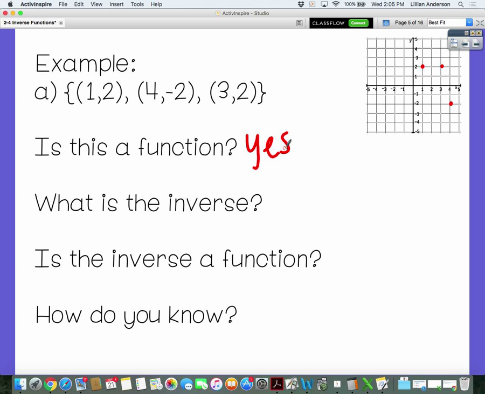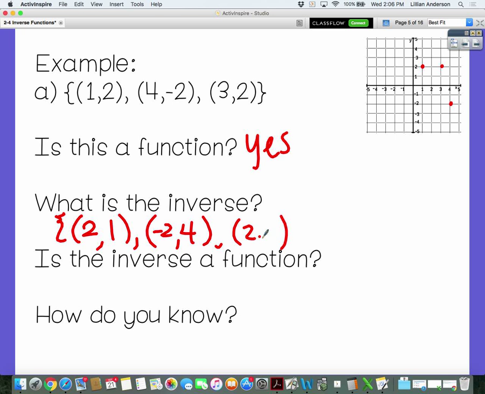What's the inverse? Well, all we have to do is switch the x and y. So the first ordered pair is going to be (2, 1), and then (-2, 4), and then (2, 3). It's a quick switch for the points. Just double checking, make sure you didn't mess up anywhere.